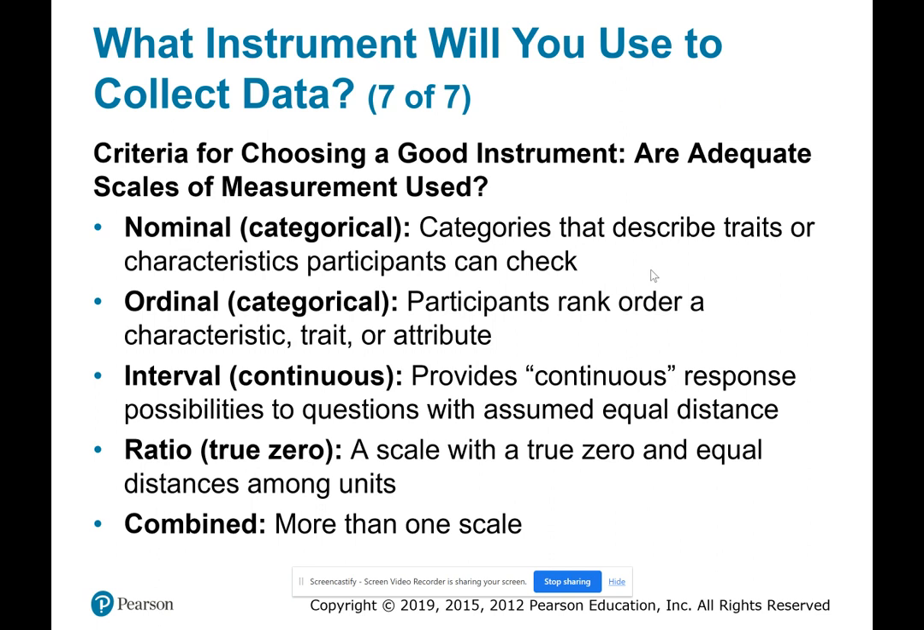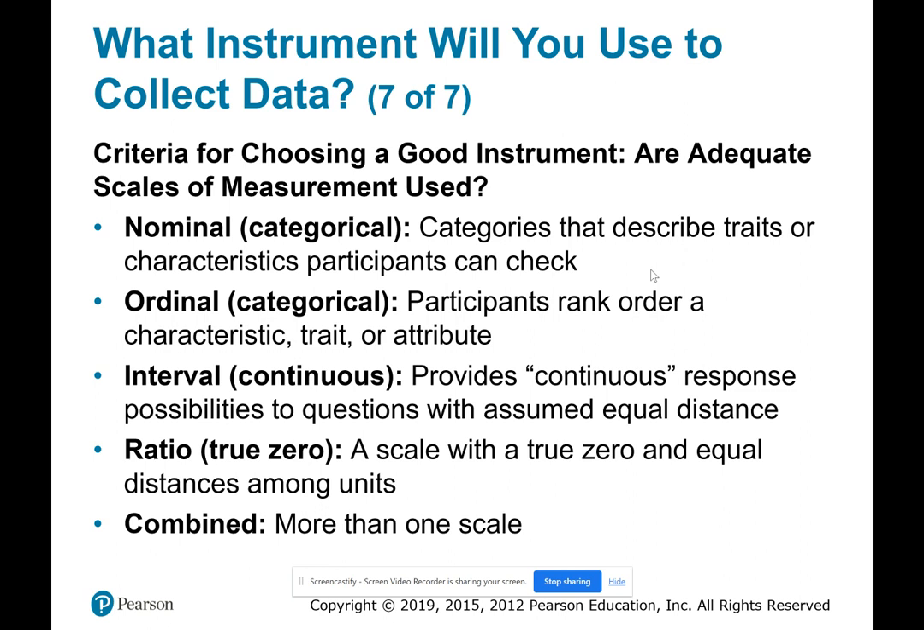Another requirement is that the instrument should have good response options to the questions. There are two basic types of scales of measurement: categorical and continuous scales. Categorical scales have two types: nominal and ordinal. Continuous scales have two types: interval, quasi interval, and ratio scales. So here are your categorical types. You've got nominal scales, and they provide response options where the participants check one or more categories that describe their traits, attributes, or characteristics. And another categorical type is an ordinal scale, and that's ranking scales. They provide a response where participants rank from the best to worst.